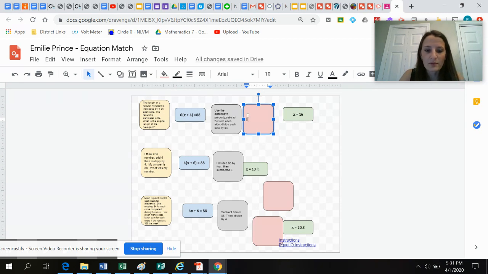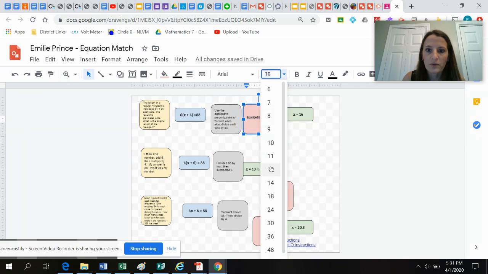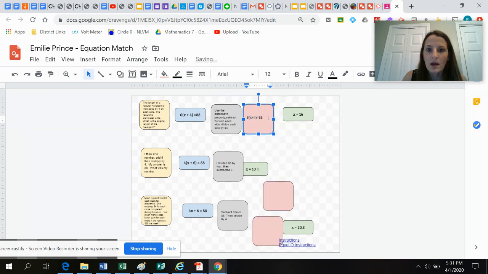All right, so my original equation is 6 groups of x plus 4 equals 88. It says to use the distributive property, so let me use it. Let me make this a little bigger so you guys can see it. The distributive property we learned about last week would mean 6 times x plus 24 equals 88. So I've used the distributive property.